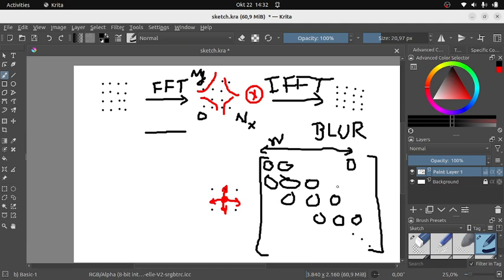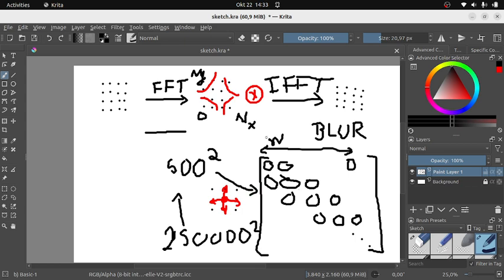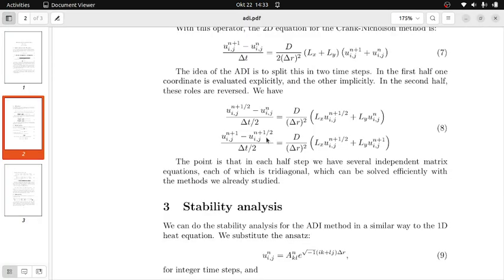So instead of, for example, in the case of the Lena picture, having a matrix of size 250,000 squared, the ADI would reduce this to around 500 squared, of course, like 500 matrices of this type, and each of these would be tridiagonal, and this is much easier to solve, right?